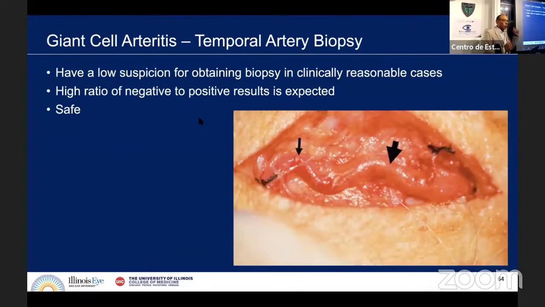Generally, we have a low threshold for obtaining the biopsy because the biopsy is generally low morbidity, relatively easy to do. And really, you don't want to miss this diagnosis. So most of us who do these types of procedures or who have done them have a high ratio of negative to positive, and that's okay.